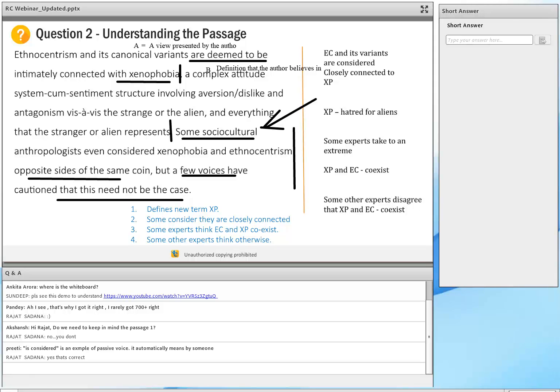When you look at this summary over here, you can really see, man, there are lots and lots of viewpoints. The only thing that the author believes in is this. So either you can have an inference on this, or you can have an inference that it seems that there is little unified consensus about, hey, XP and EC. That's the only inference that you can draw from this.